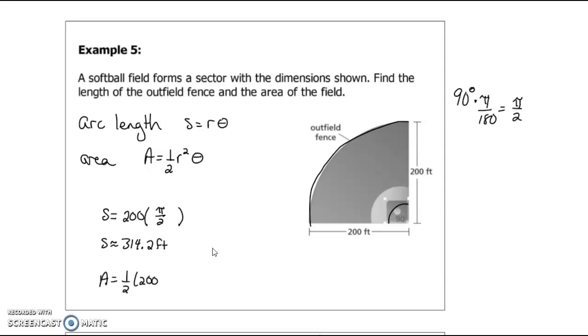Now for our area, we're going to go ahead and we're going to do 1/2. Our r is 200 squared, and our theta is pi over 2. So if we go ahead and we type that in our calculator, we have that our area is about 31,416 feet squared.